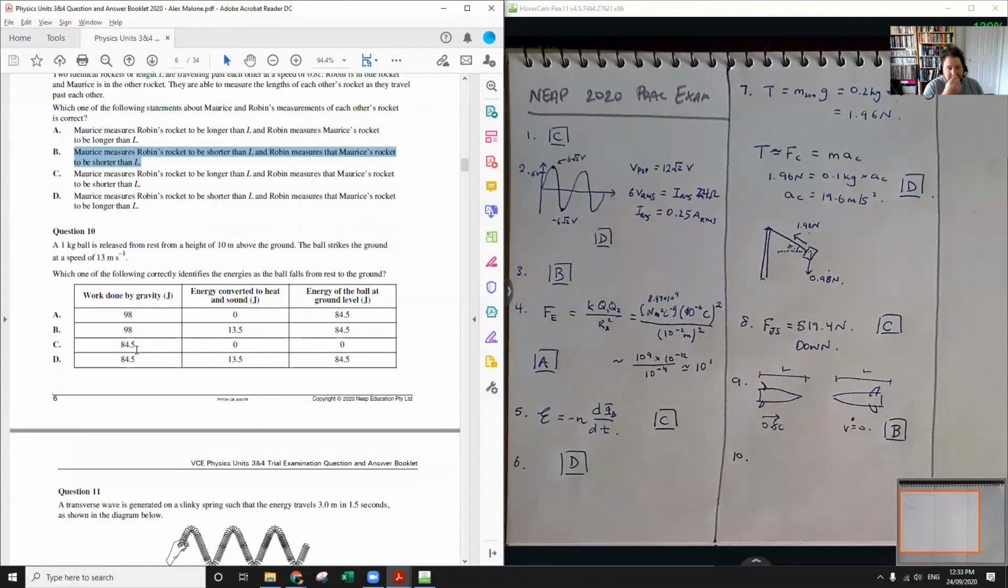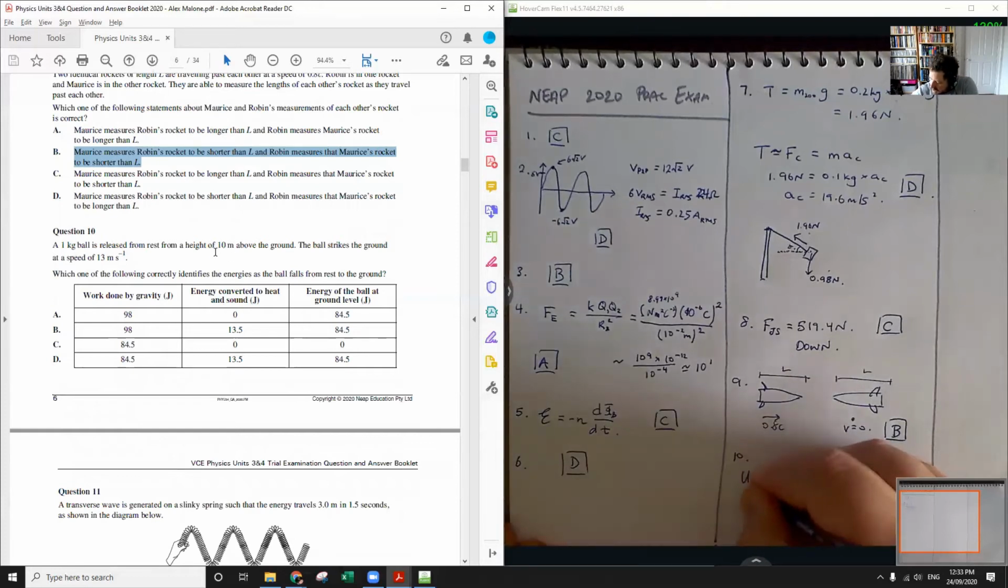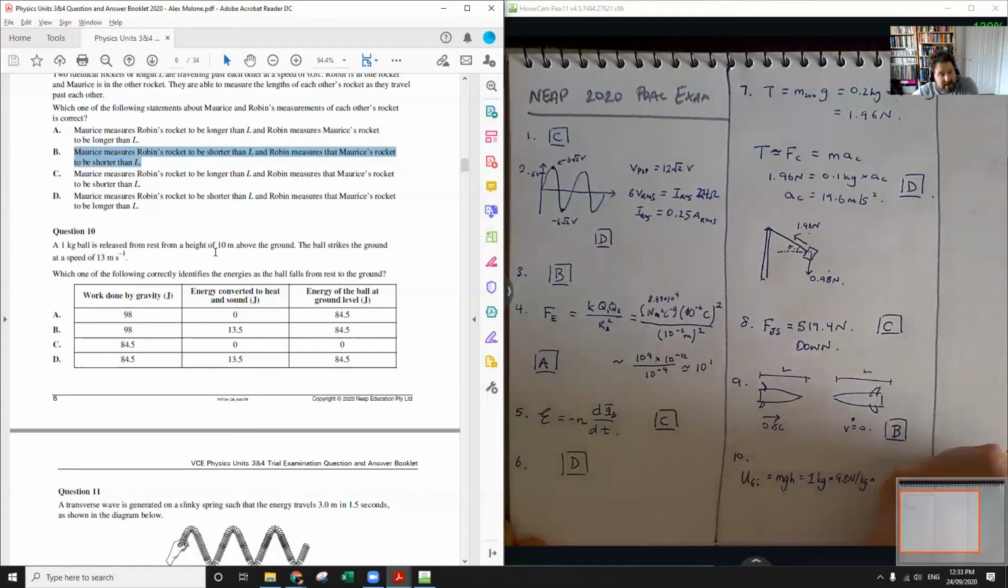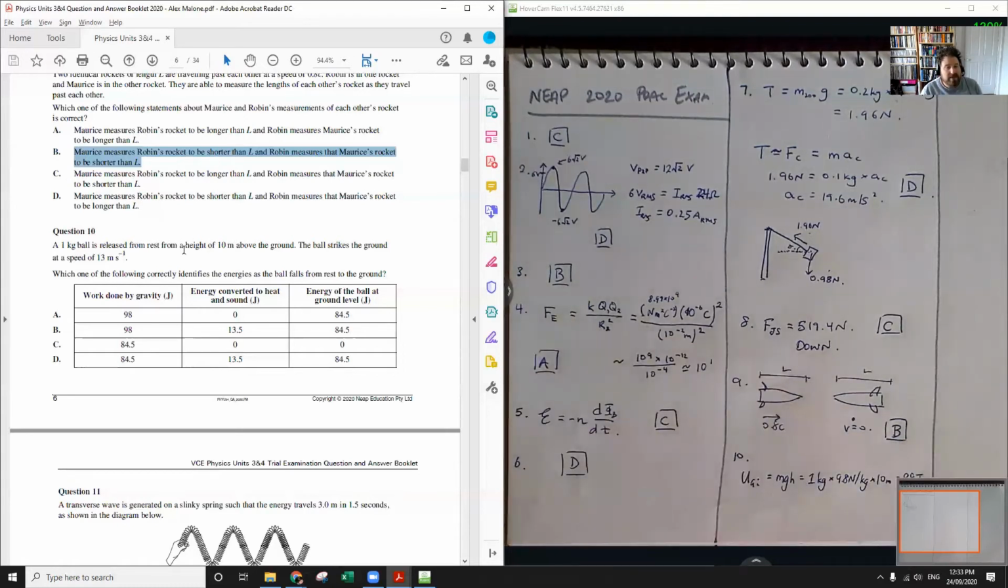All right. A 1 kilogram ball is released from rest from a height of 10 meters above the ground. The ball strikes the ground at 13 meters per second. Which one of the following correctly identifies the energies as the ball falls from rest to the ground? Okay, so you've got a 1 kilogram ball at a height of 10 meters. We want to work out how much gravitational energy it had initially. So that's mgh, 1 kilogram times 9.8 newtons per kilogram times 10 meters. Yep. So that's going to be 98 joules. So it's got 98 joules worth of gravitational energy at the start.